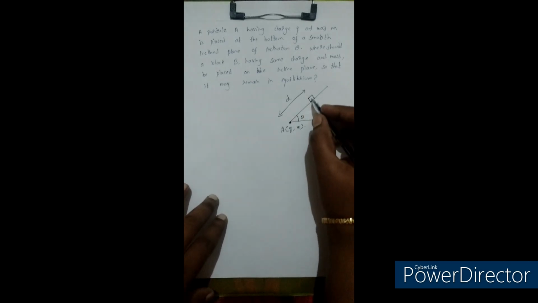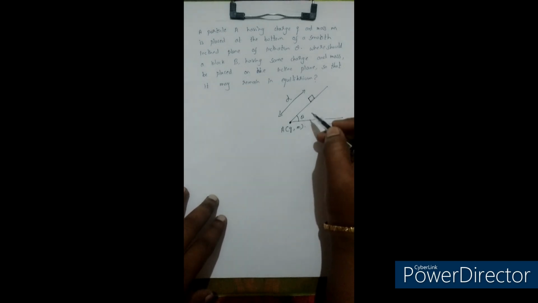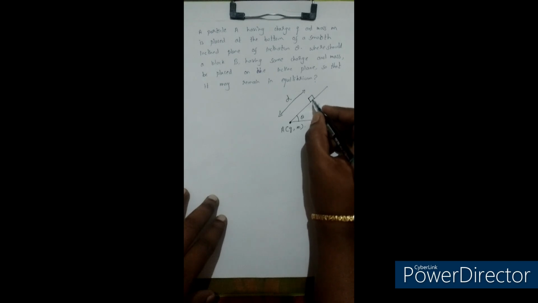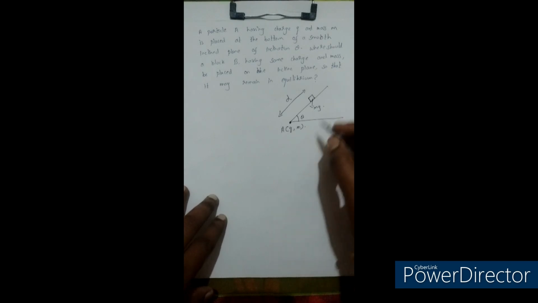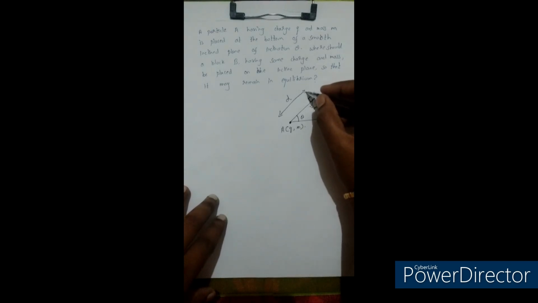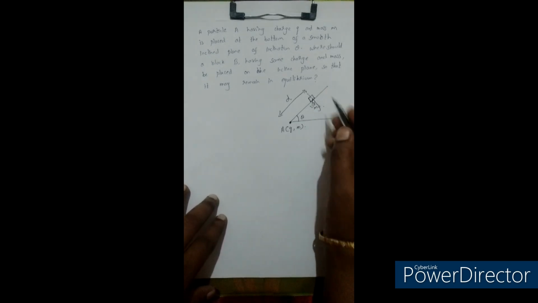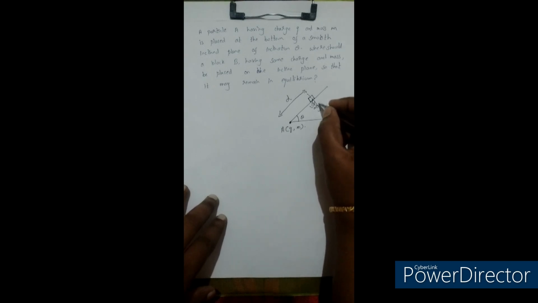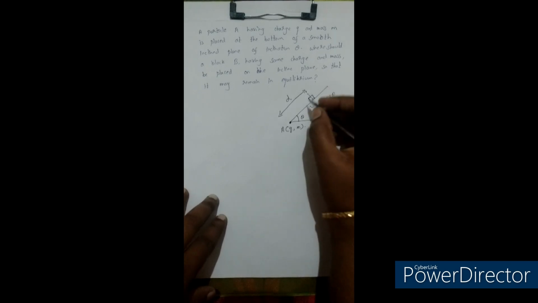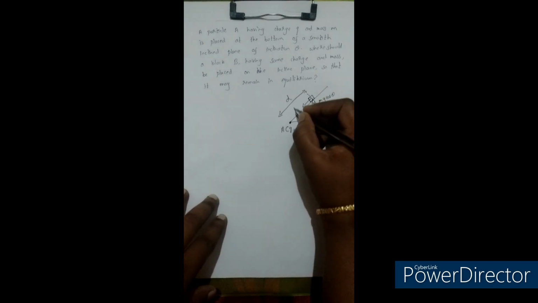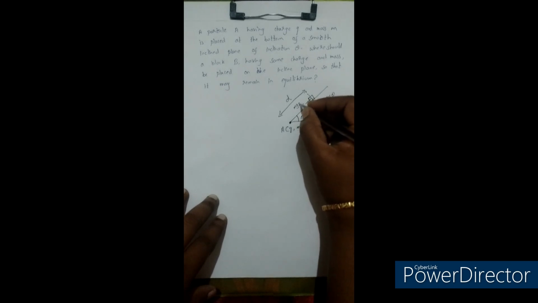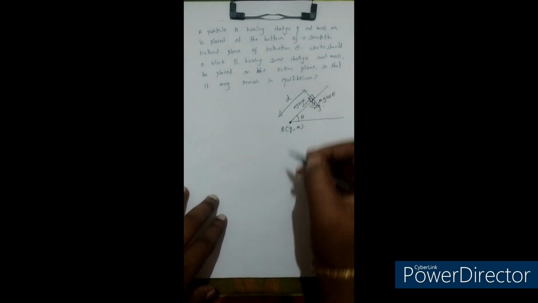So the block is in equilibrium. Under equilibrium, let's see what the different forces acting on the block are. The first one is our weight mg acting in the downward direction. For the block, this will be the normal. This is making an angle theta, so mg has to be resolved into mg cos theta along the reference line and mg sin theta perpendicular to the cos theta component, acting along this direction.